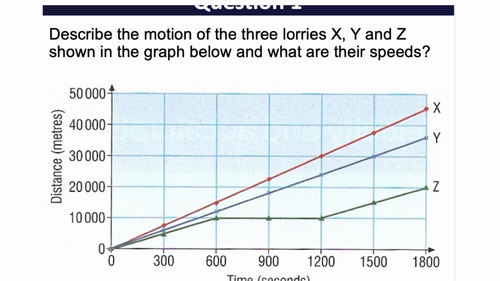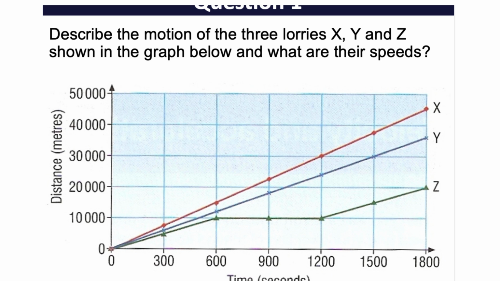Lorry Y, blue line, description of motion. Lorry Y also travels at a constant speed, but it is slower than lorry X. Its graph is also a straight line starting from the origin, but its gradient is less steep than that of lorry X. Speed calculation. Distance equals 36,000 meters. Time equals 1,800 seconds. Speed equals 20 meters per second.